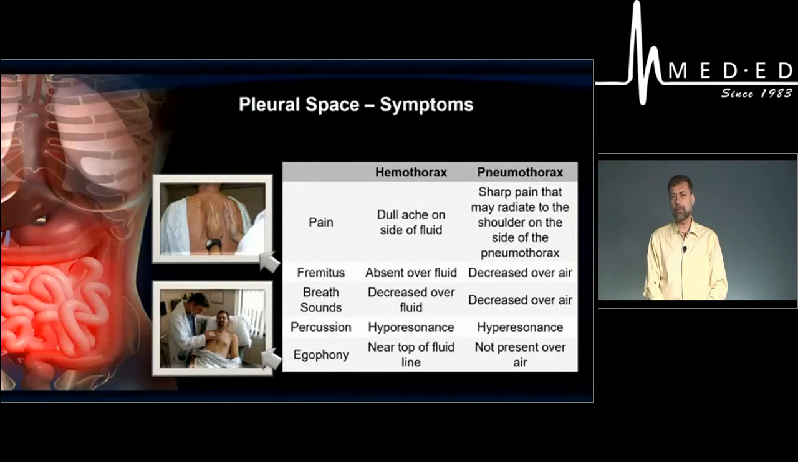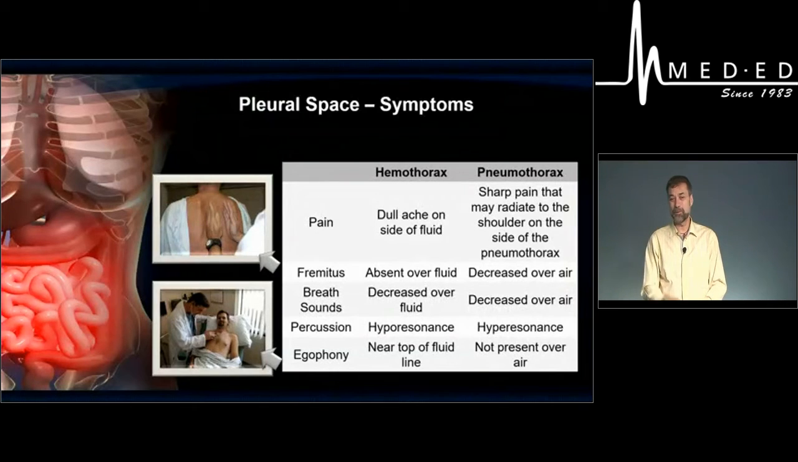So let's just now compare side by side the signs of a hemothorax and the signs of a pneumothorax. So remember, blood sinks because it's heavy, whereas air rises. So a hemothorax, the blood's going to sink to the chest and often cause pain in the lower chest and the diaphragm area. Whereas a pneumothorax, air will rise, so the patient's more likely to complain of pain in the shoulder, especially when they take a breath in. That's referred to as pleuritic pain.